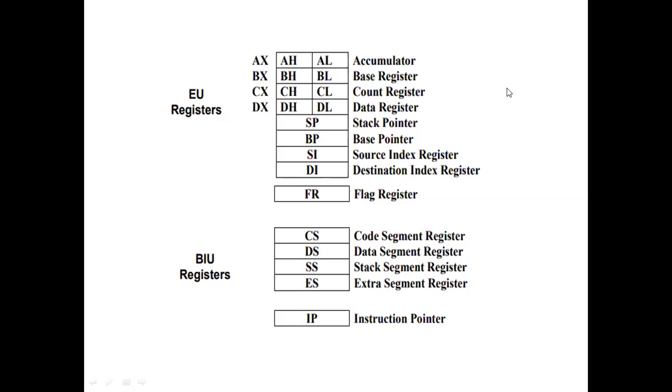Next is the base pointer. 16-bit register used to hold the offset address for stack segment. Used for base index, register indirect addressing.